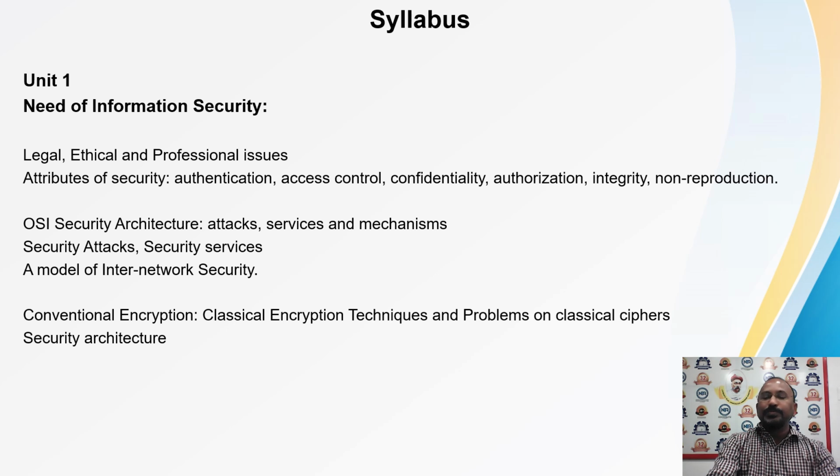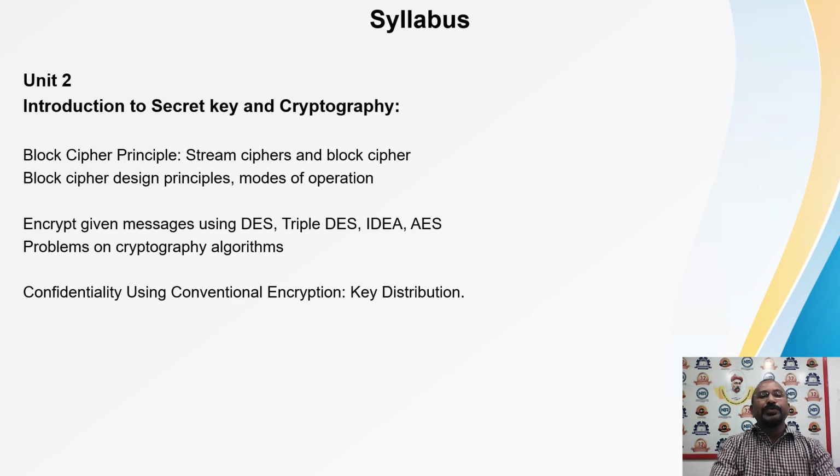Now we will go to the next unit, that is introduction to secret key cryptography. There are two types of cipher depending upon the input provided to the cipher. The first one is the stream cipher and the second is the block cipher. In the stream cipher, the input is given bitwise, and in the block cipher, the input is given in terms of blocks of bits, for example 4-bit, 8-bit, 16-bit, 32-bit and 64-bit inputs.